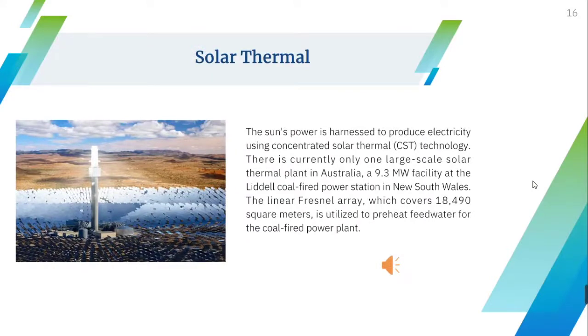Last but not least, the solar thermal technology. In solar thermal, the sun's power is harnessed to produce electricity using concentrated solar thermal. We call it the CST technology. There is currently only one large-scale solar thermal plant in Australia, a 9.3 megawatt facility at the Liddell coal-fired power station in New South Wales. The linear Fresnel array, which covers 18,490 square meters, is utilized to preheat feed water for the coal-fired power plant.